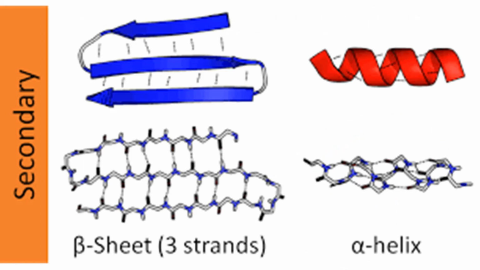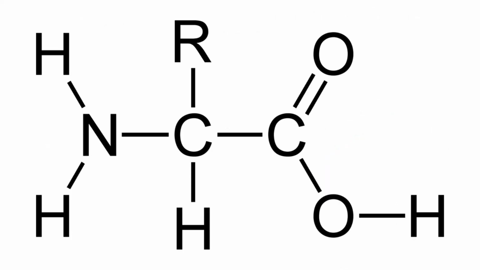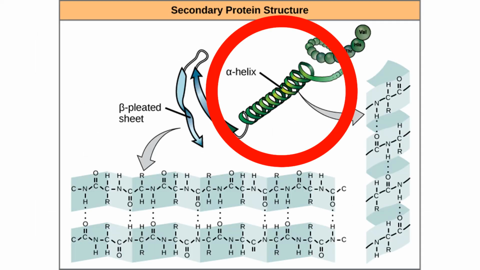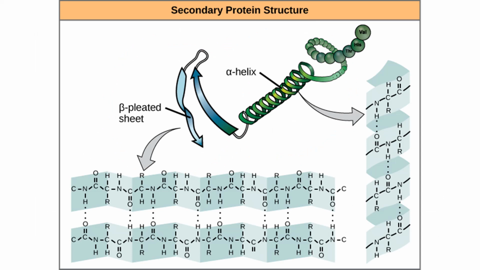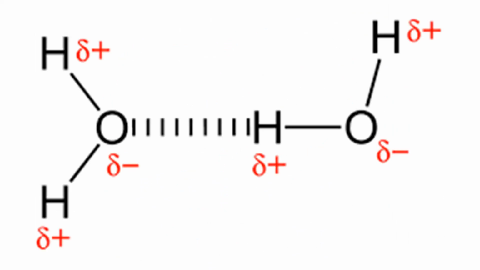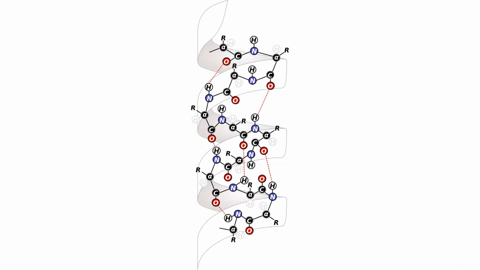The next structure, the secondary one, is comprised of interactions between the backbone, the NCC, of the amino acids. The two main types of formations here are alpha helices and beta pleated sheets, both of which are formed by hydrogen bonds between an amino and a carboxyl group. An alpha helix is formed when an amino group of one amino acid bonds to the carboxyl group of another 3 or 4 monomers earlier in the chain, which creates a spiral shape.